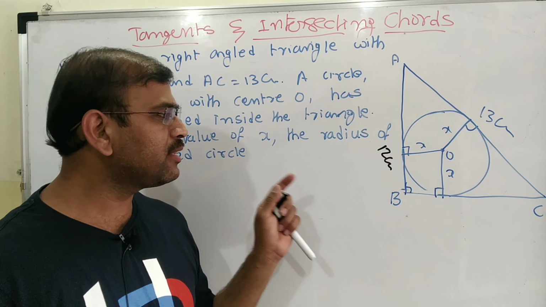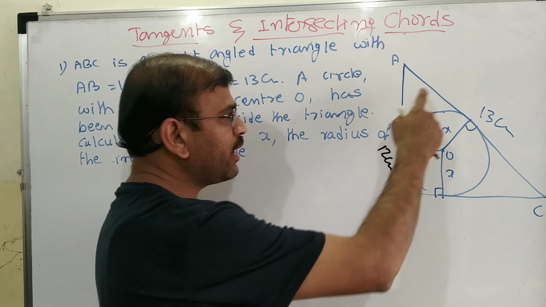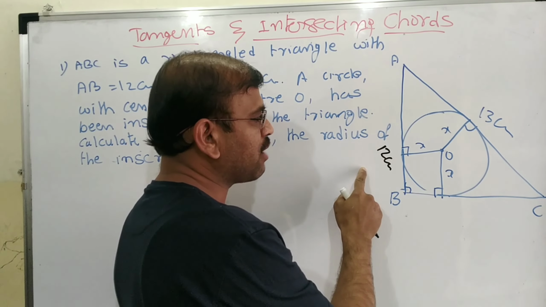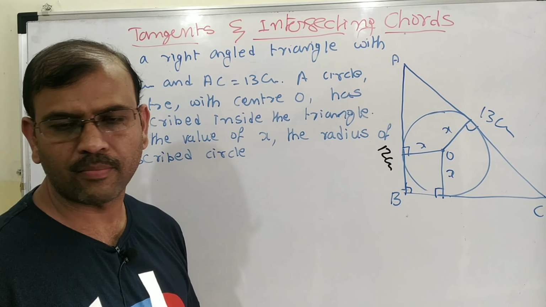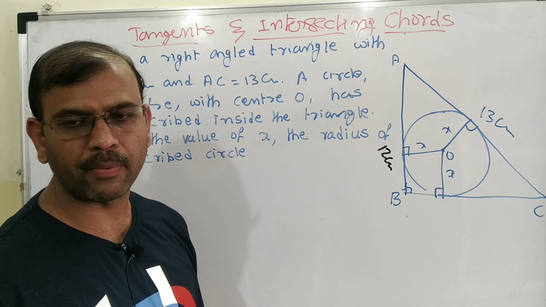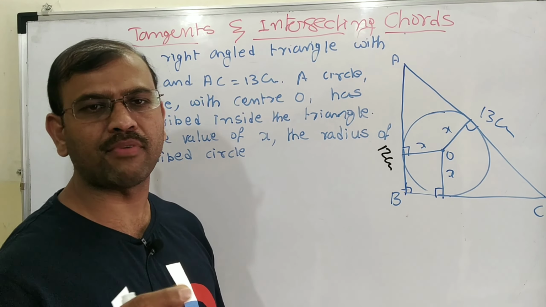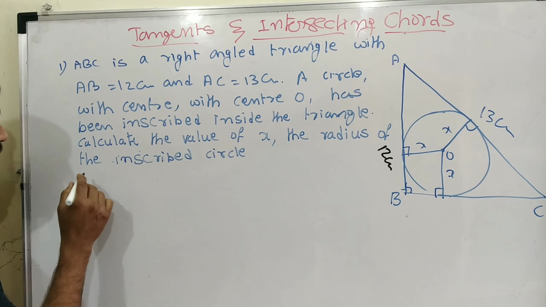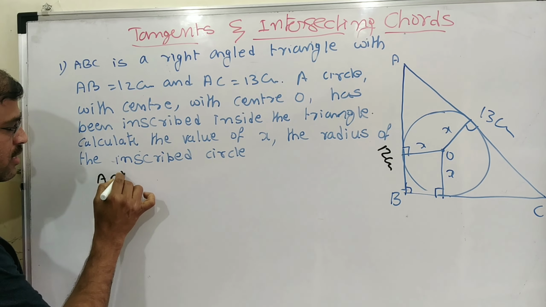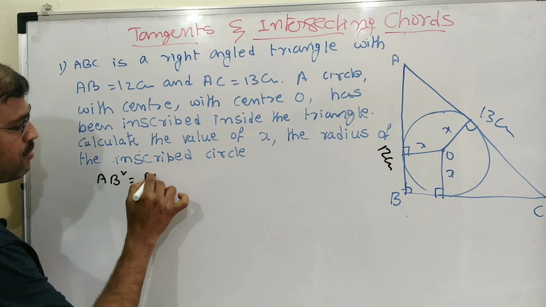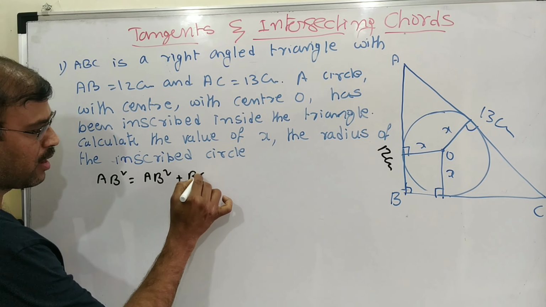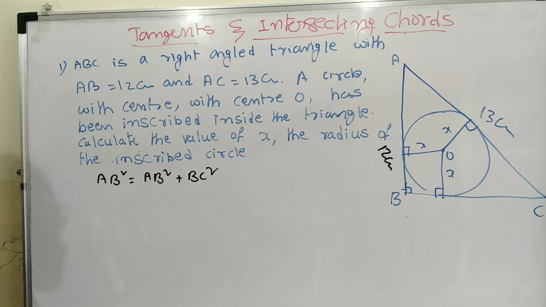So to find the radius of the circle, now look at the diagram carefully. We know the hypotenuse, we know the perpendicular. First we'll find BC by using Pythagoras theorem. So what is the Pythagoras theorem? Hypotenuse square equal to sum of other two sides square.